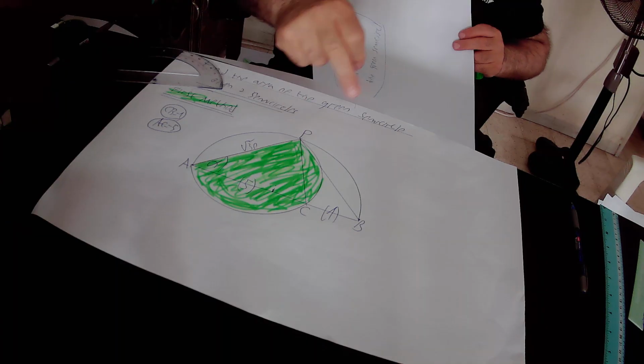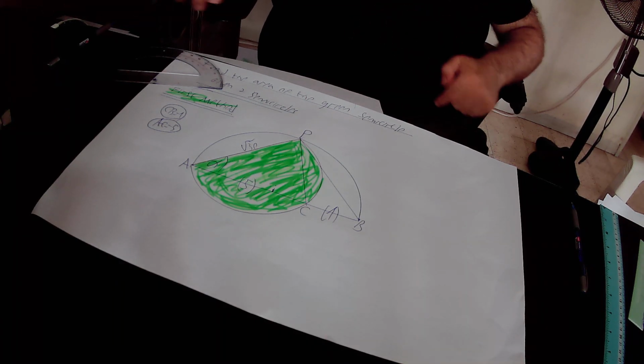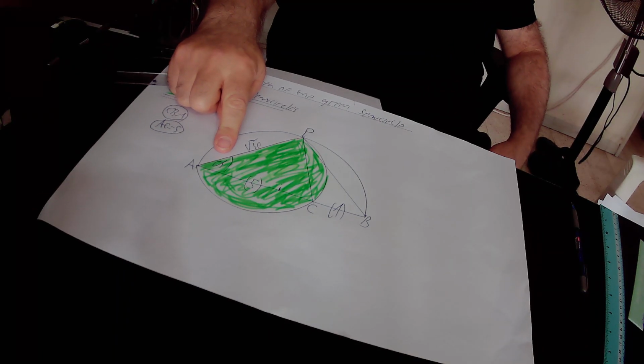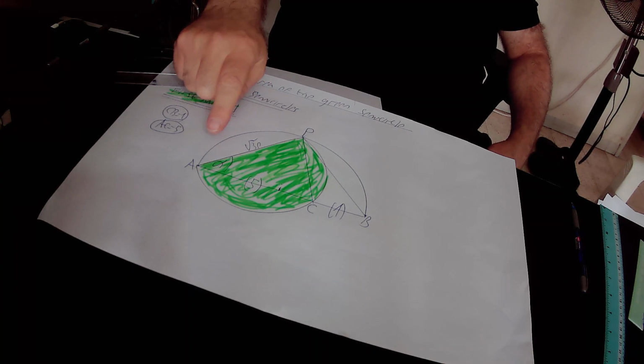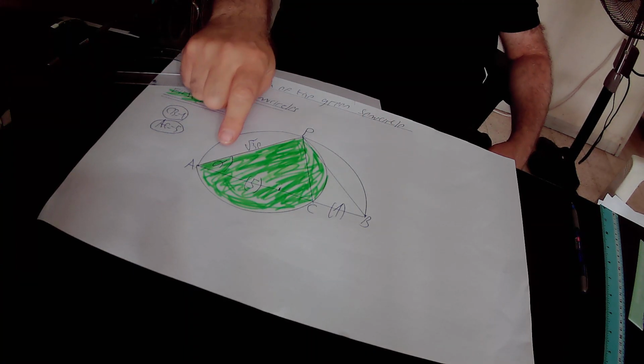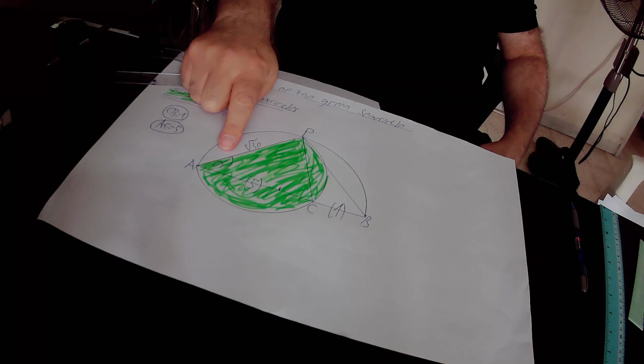From the original drawing, it is very easy to see that this is angle A, that is a common angle. It belongs both to the green triangle APC, and this angle A also belongs to triangle APB. Therefore, angle A is a common angle that belongs to both triangles. So we define this common angle A as alpha.